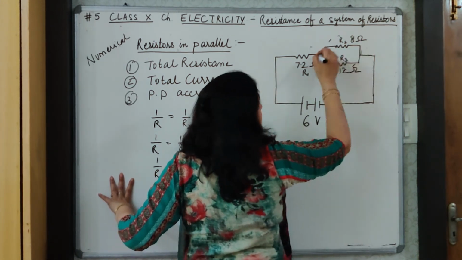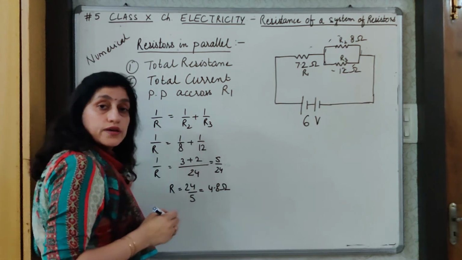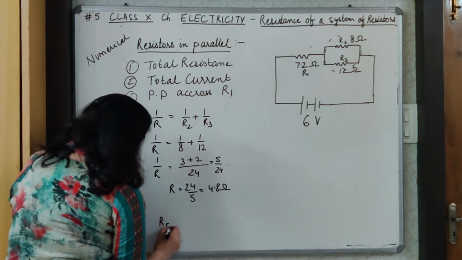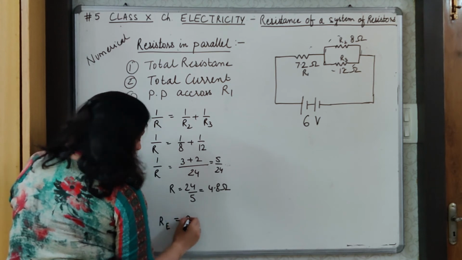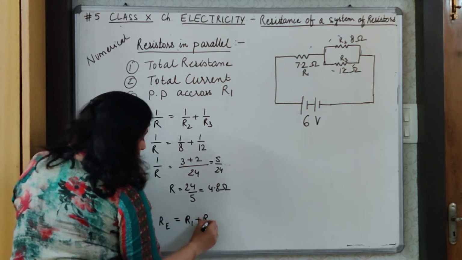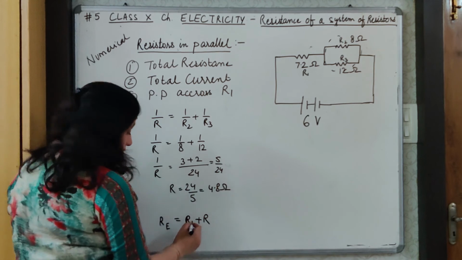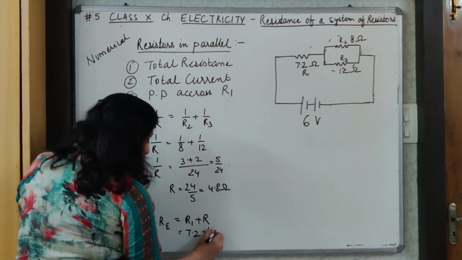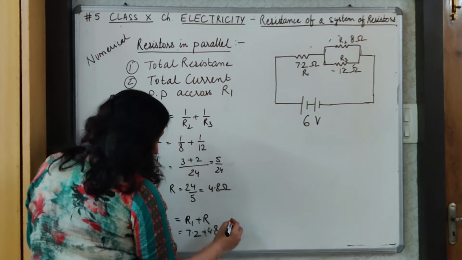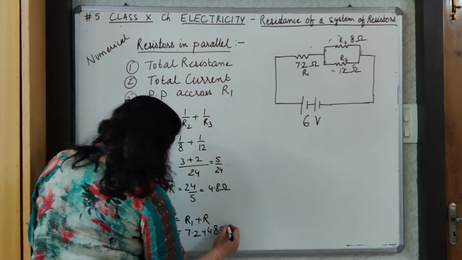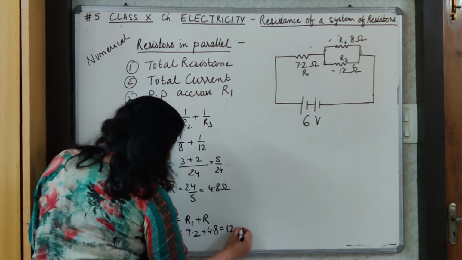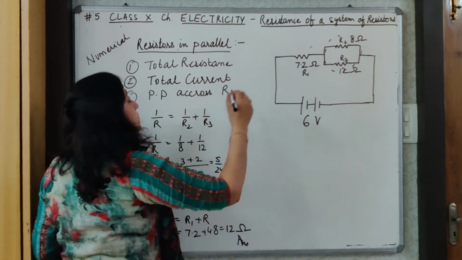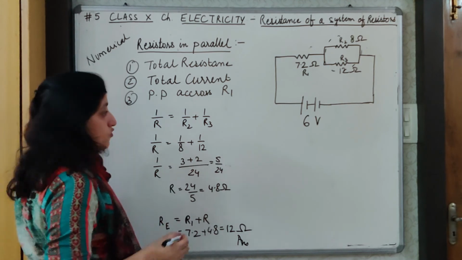This 4.8 is connected to 7.2 in series. So the effective resistance will be R1 plus R, because now this is in series, which will give me 7.2 plus 4.8 is equal to 12 ohm. So this is the first answer. The effective resistance of the combination is 12 ohm.